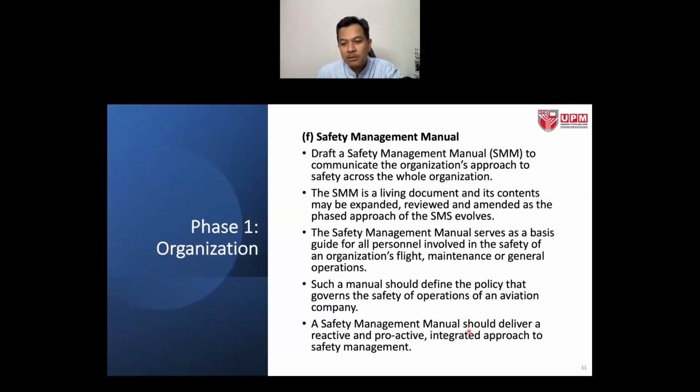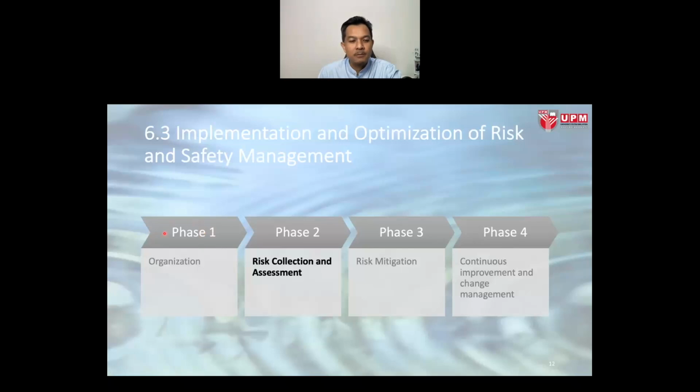The SMM, Safety Management Manual, should also deliver a reactive and proactive integrated approach to safety management. Right? So that is basically which organization needs to get involved, what things need to be implemented to prepare the safety management plan, and then you have the safety management manuals, okay, that need to be organized in order to conduct the implementation and optimization of risk and safety management. That is phase 1.